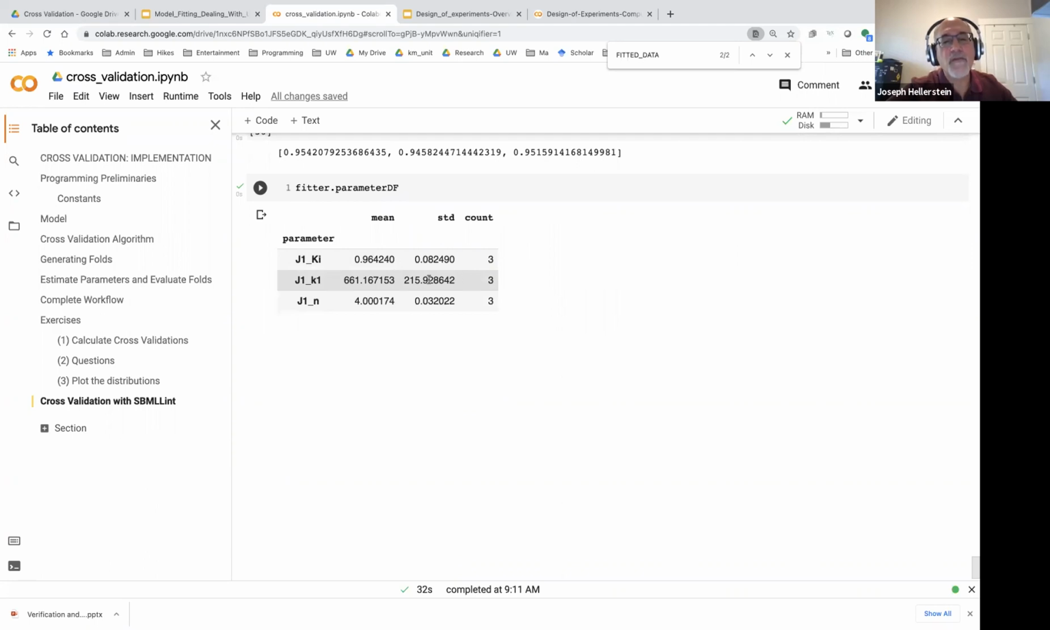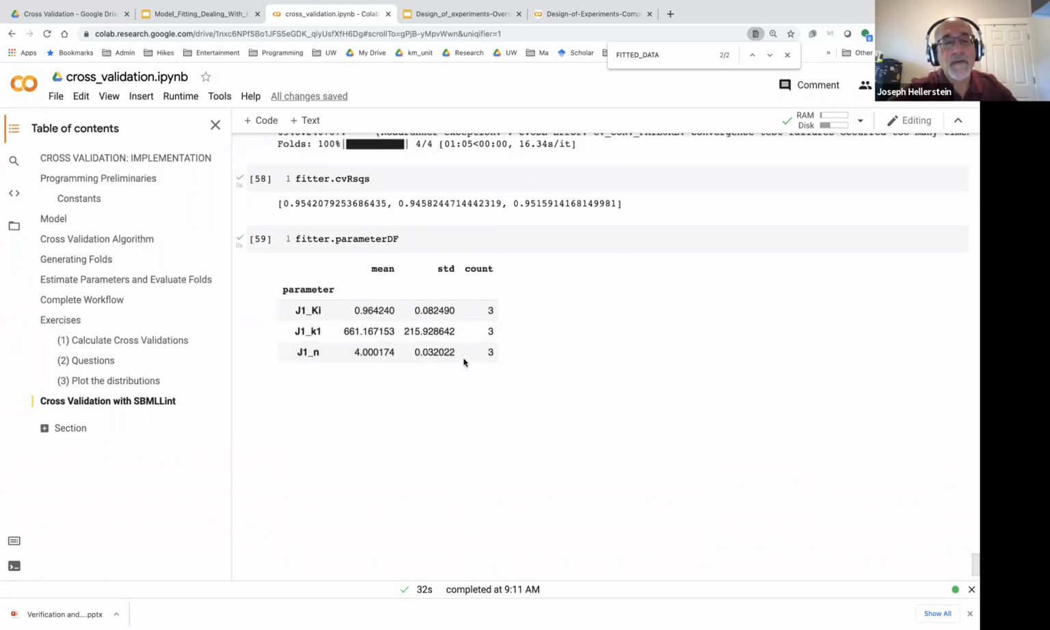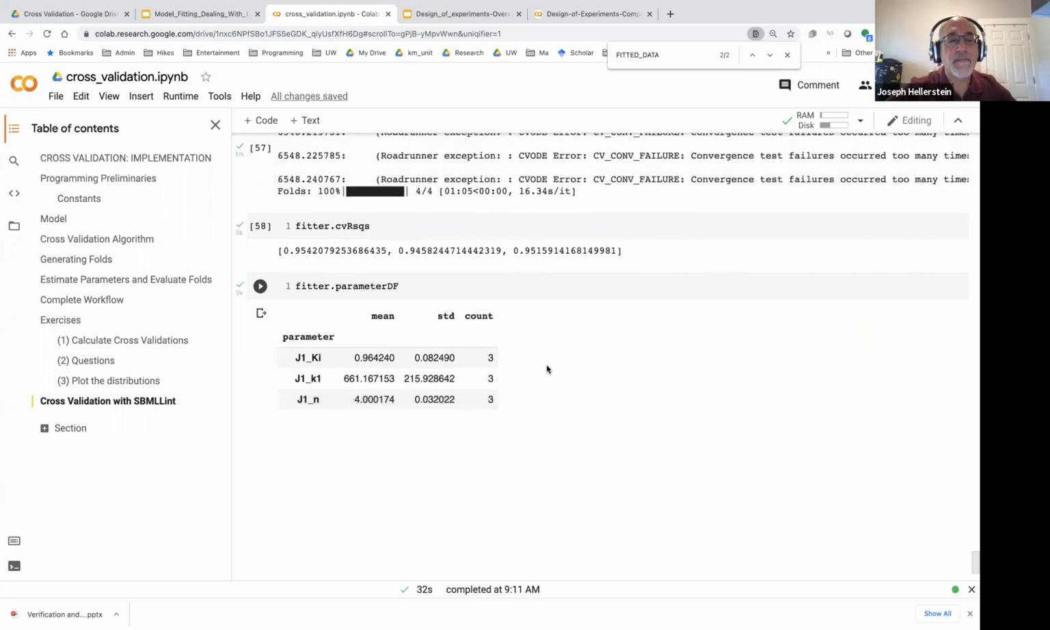If you look at the coefficient of variation, the ratio of the standard deviation to the mean, that's about 0.3. That's pretty big. This one is a little bit smaller, a bit better, but this one is not small. So the parameter estimates, if you had more folds and a larger training set, you'd probably get more consistency there.